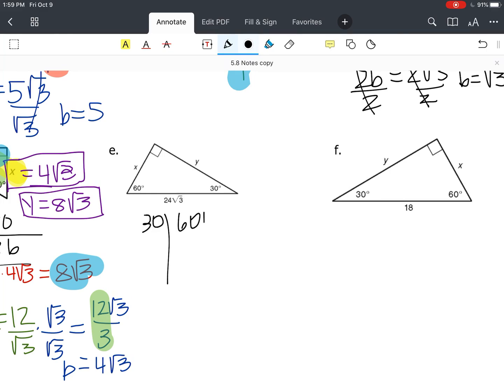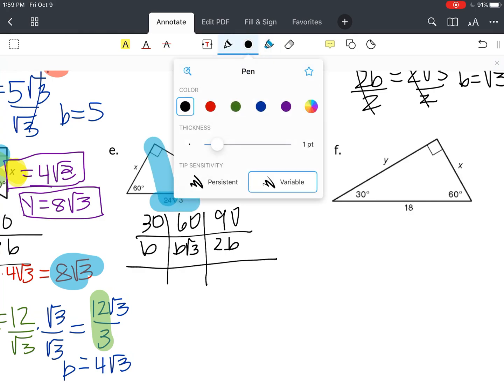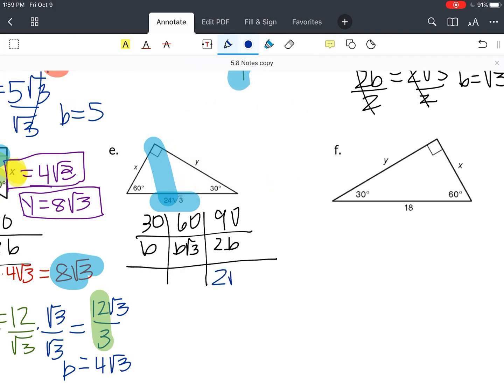All right, letter E. Again, we're going to draw my chart. 30, 60, 90. This is why I said you'll probably have these ratios memorized. b, b root 3, 2b. Let's look at my chart to see what they gave me. They told me 24 root 3, which is opposite 90. So I'm going to write 24 root 3 under 90. What this is saying is 2b equals 24 root 3.